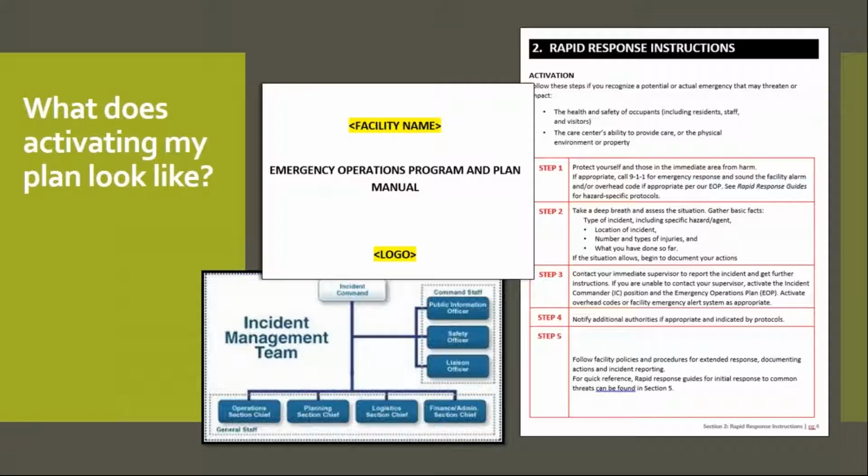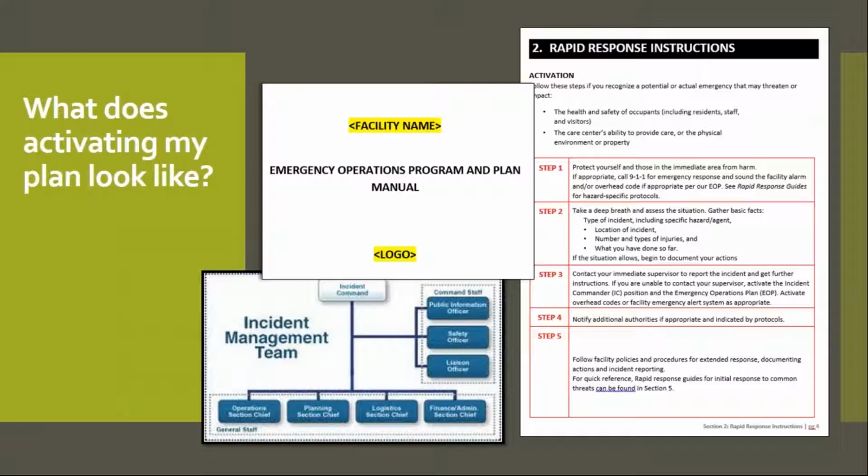Okay, so what does activating your plan look like? If you check out our EOP template, there is a section in there for rapid response instructions. You can familiarize yourself with that. If you have any kind of shift leader, or maybe a charge nurse or somebody who's on the night shift as well, try to have at least one person, 24 hours, who knows who to call to activate it if the administrator or the legally responsible authority is not at your facility. That's a really easy thing to do for a staff in-service, to introduce them or start orienting them on your emergency preparedness program.